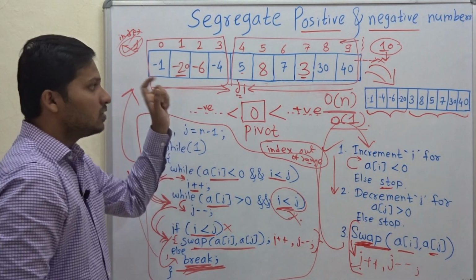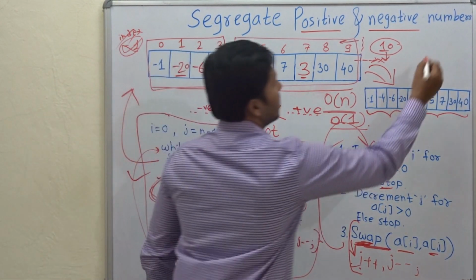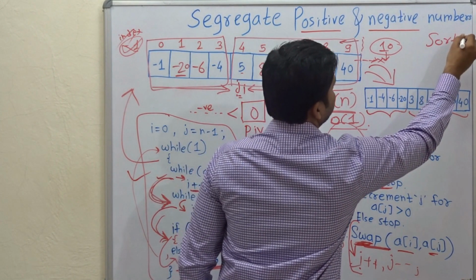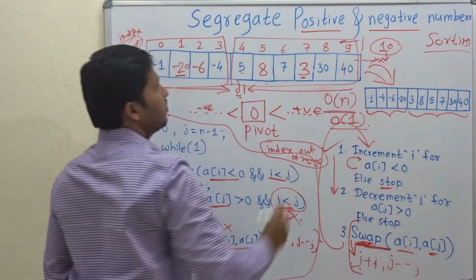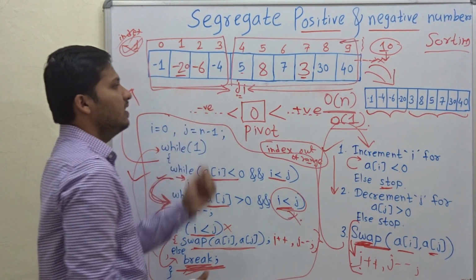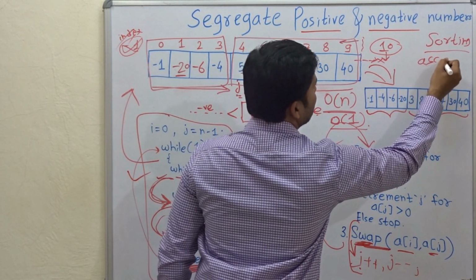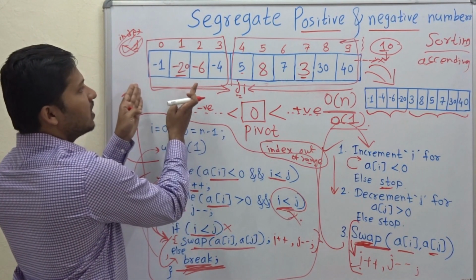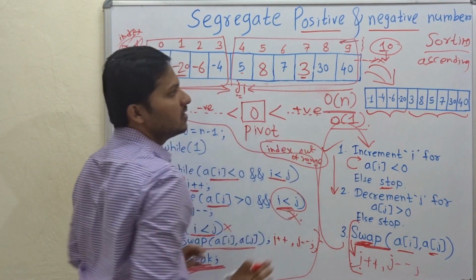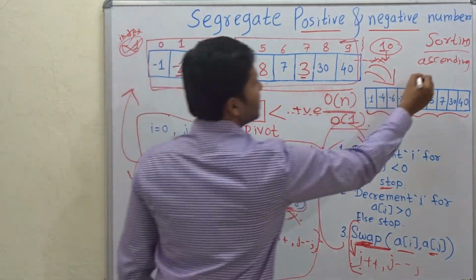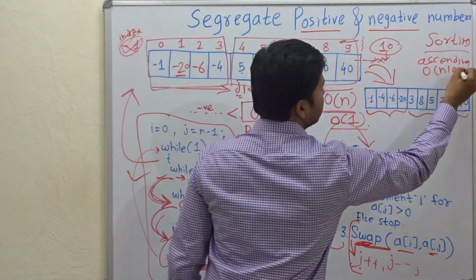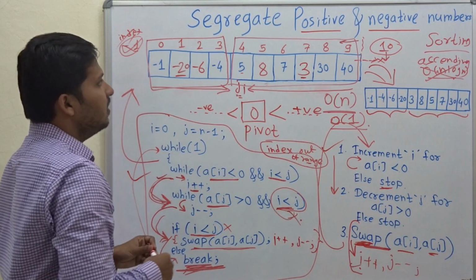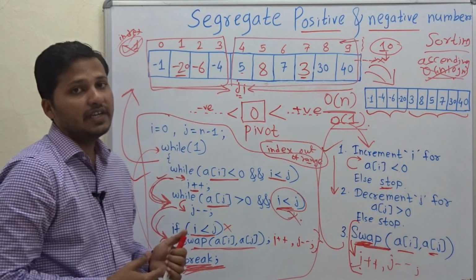See, this can also be done using sorting. Positive and negative numbers, if you sort the array in ascending order, then automatically negative elements will come on one side and positive will go on the other side, but the time complexity will be O of n log n. So this is the way we segregate positive and negative numbers.